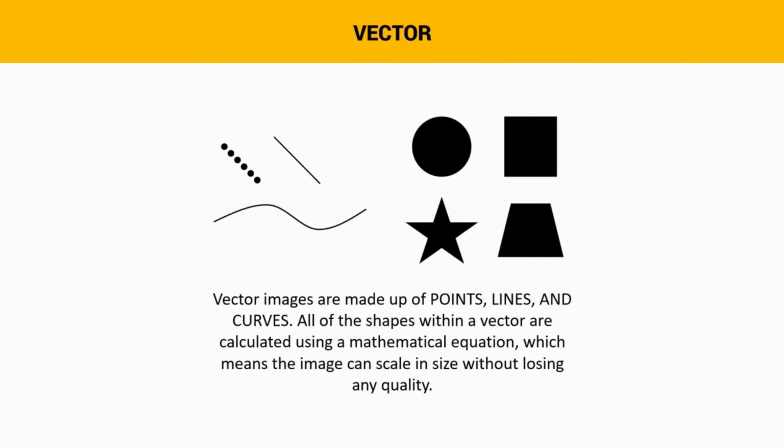Vector. Vector images are made up of points, lines, and curves. All of the shapes within a vector are calculated using a mathematical equation, which means the image can scale in size without losing any quality. Unlike rasters, vectors won't get blurry when scaled. You can find some great vector images to use within your designs on sites like Vecteezy.